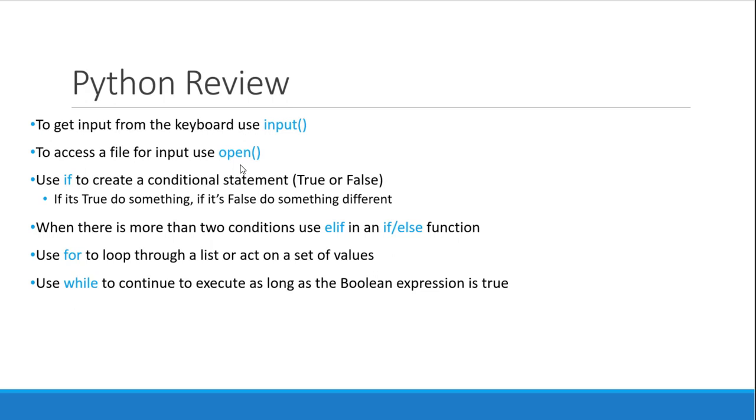And we'll use if to create a conditional statement, meaning either true or false. If something is true, do something. If it's false, do something different. My natural vernacular would say if it's false, do something else, but I think that might be confusing with the whole if-else sort of thing. So when there's more than two conditions, we use elif in an if-else function. So we'll go through that. We'll create a for loop to go through a list or to act on a set of values. And lastly, we use while to continue to execute as long as the Boolean expression is true. So when you're doing a while loop, you want to make sure that at some point there's some way to exit that loop, so we're not looping forever.